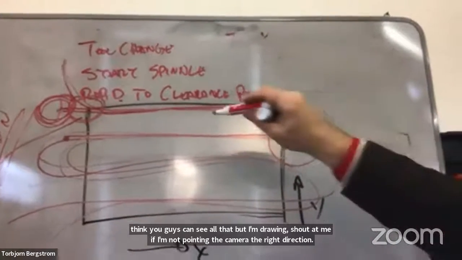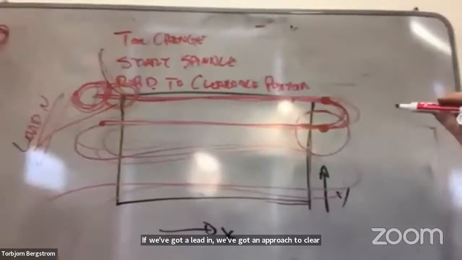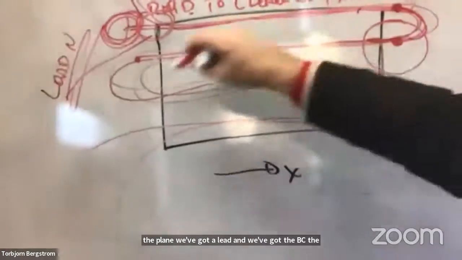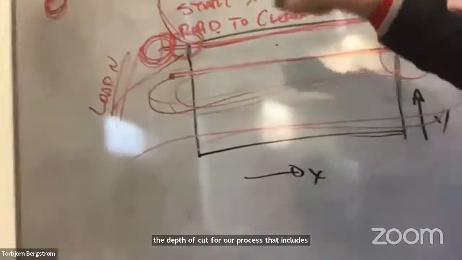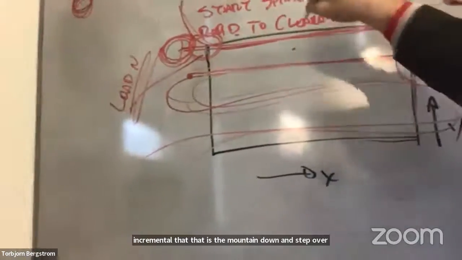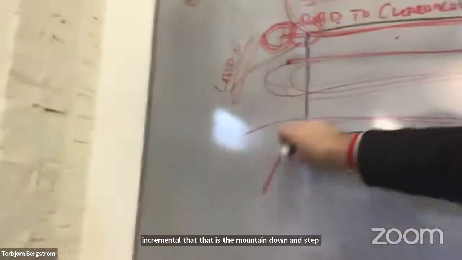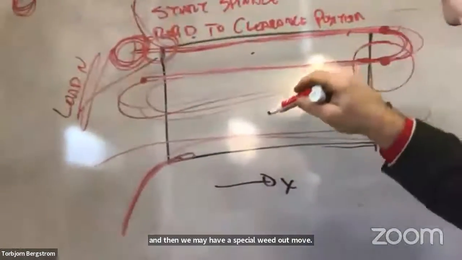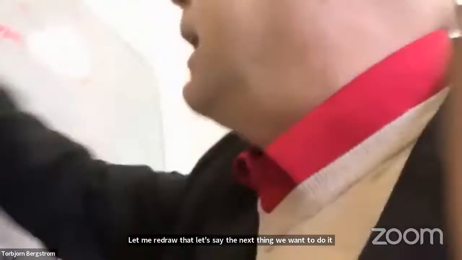And so we've got a lead in, we've got an approach to a clearance plane, we've got the feed speed and depth of cut for our process. So that includes incremental depth, the amount down, and step over, the amount over. And then we may have a special lead out move. So if we were doing a contour around this part instead of a facing path, let me redraw that. Let's say the next thing we want to do is make a contour around our part.